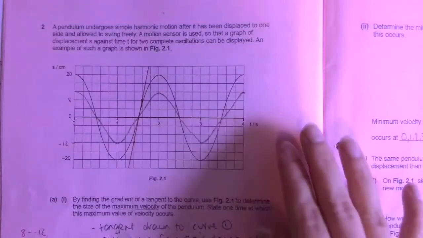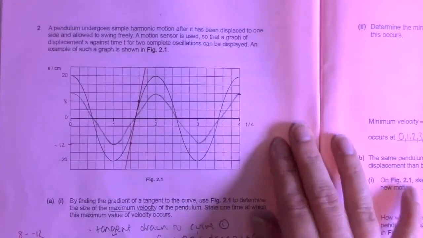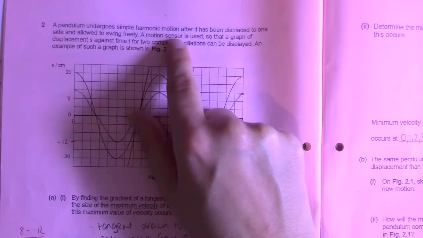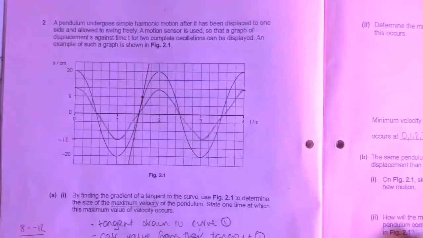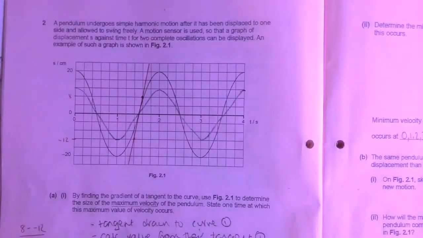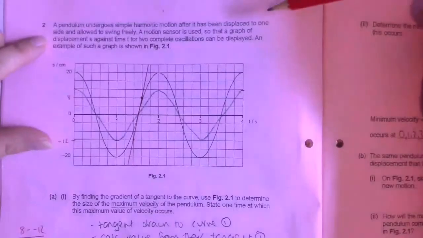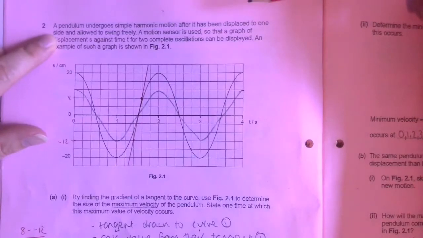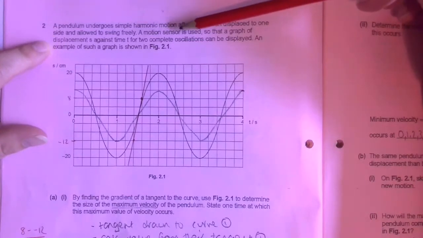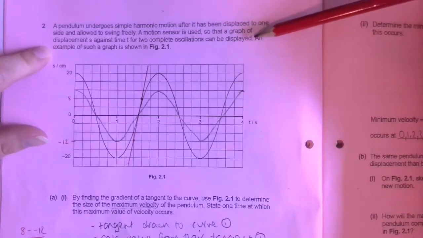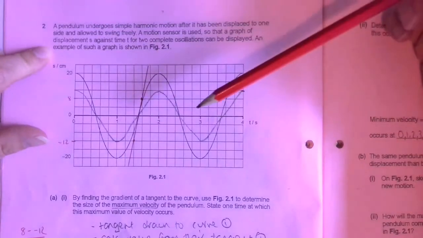Right, question 2. A pendulum undergoes simple harmonic motion. When I was looking through this before asking you to do this, I sort of panicked thinking, oh, I haven't done this yet, but actually the question ends up being okay. Anyway, a pendulum undergoes simple harmonic motion after it's been displaced to one side and allowed to swing freely. A motion sensor is used so that a graph of displacement against time for 2 complete oscillations can be displayed. And we've got an example of this graph here.